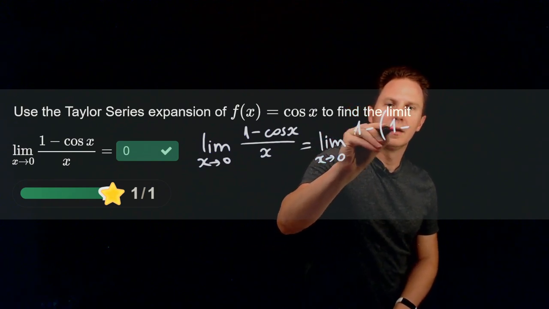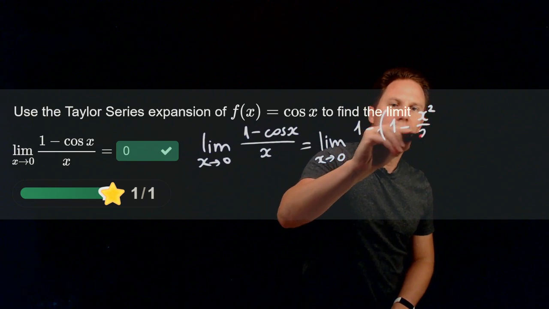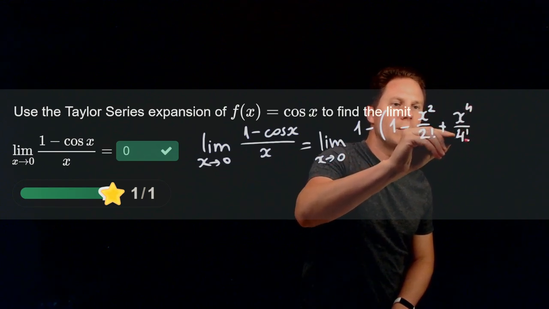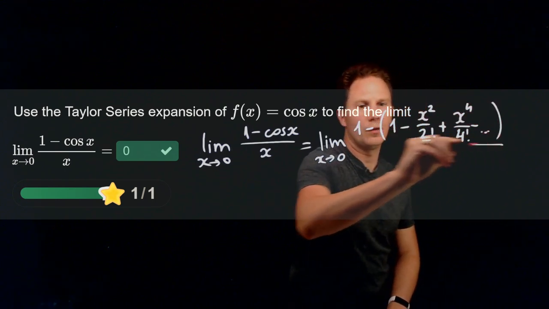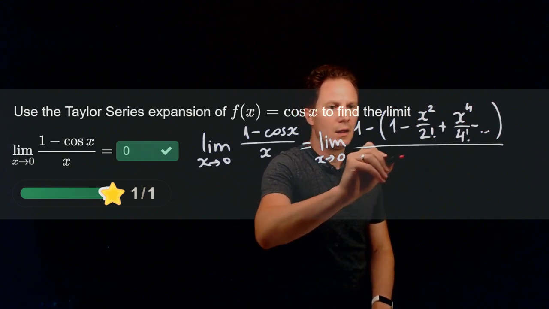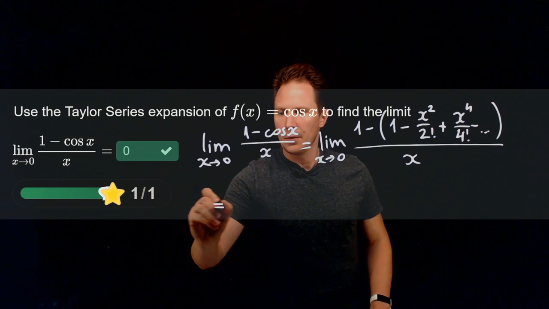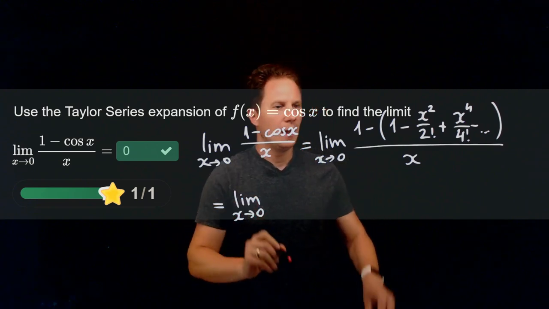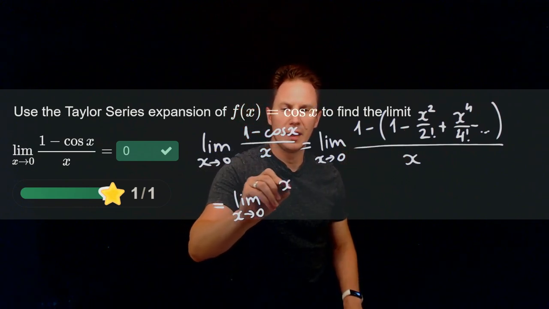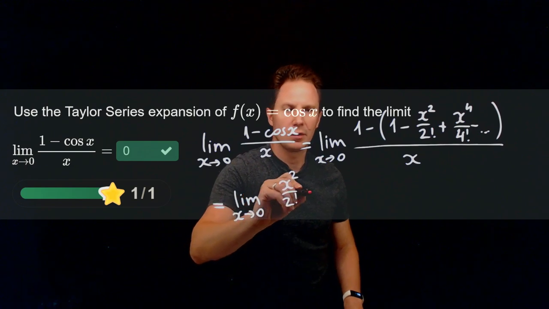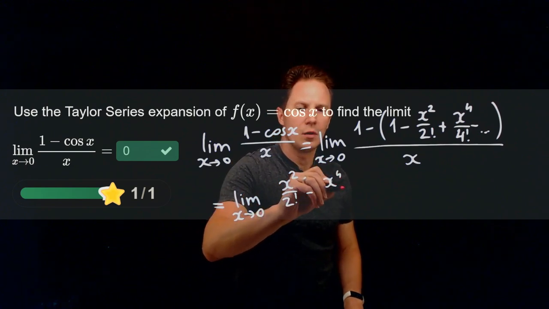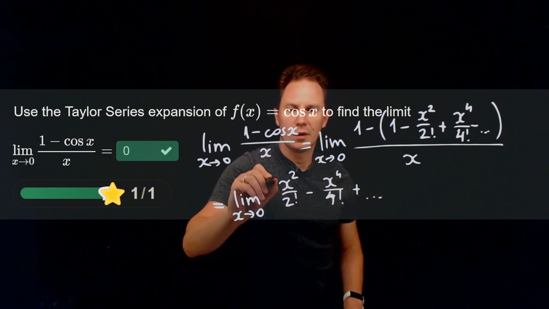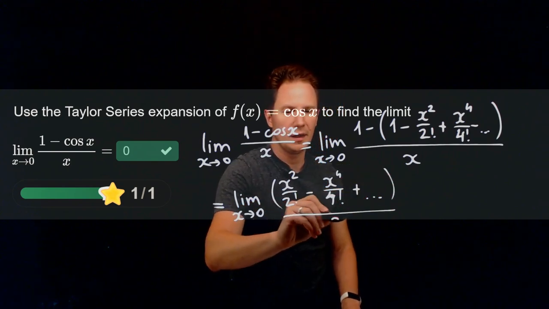to get 1 minus, in brackets, 1 minus x squared over 2 factorial plus x to the 4 over 4 factorial minus x to the 6 over 6 factorial, and so on. This is all divided by x. So when we expand the brackets, the ones cancel, and we will be left with x squared over 2 factorial minus x to the 4 over 4 factorial plus x to the 6 over 6 factorial, and so on. And this is all divided by x.